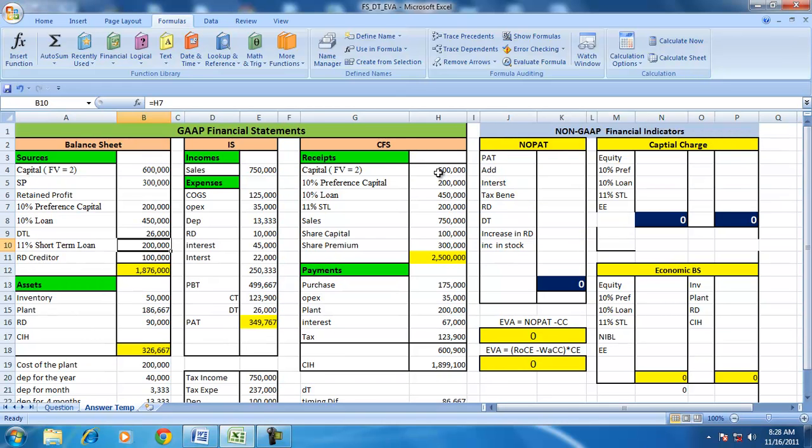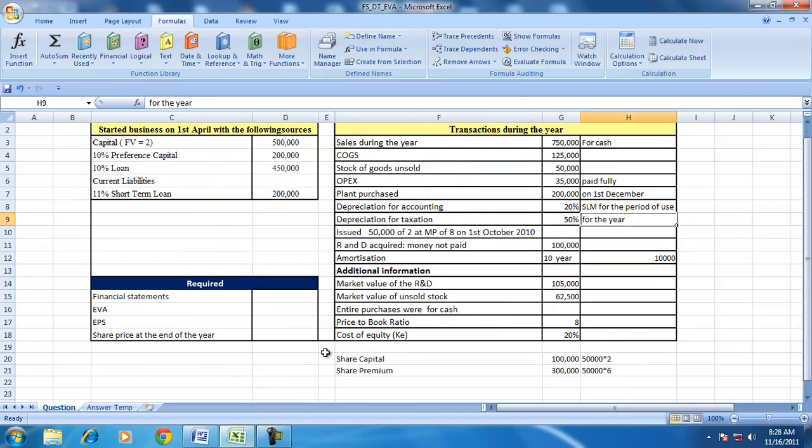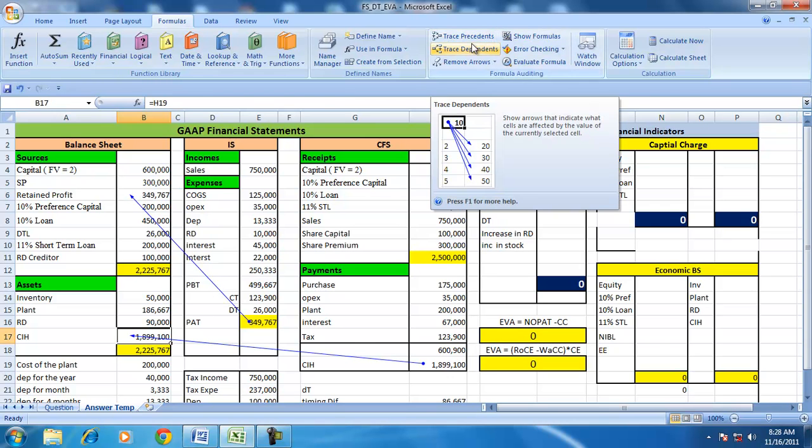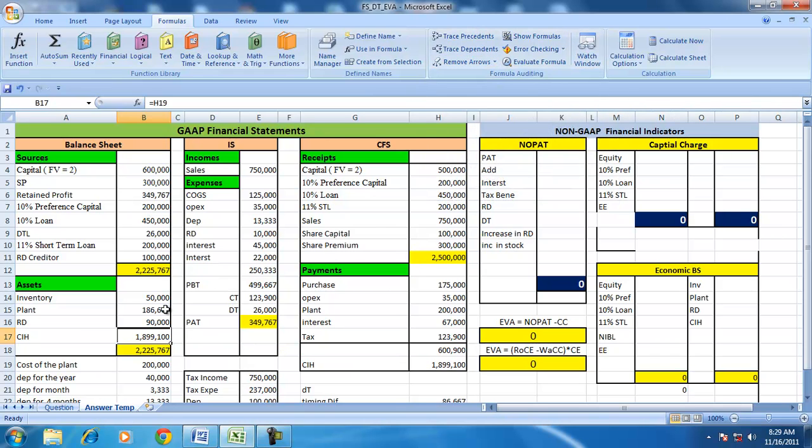And we have all the sources here and all the payments here. So cash in hand on the date of the closing of the balance sheet is 189, and the entire retained profit will be transferred to the balance sheet, as it's not given whether the profits have been distributed or not. So let us assume that the entire profit is retained, and the cash is coming from the cash flow statement. So the balance sheet is ready.